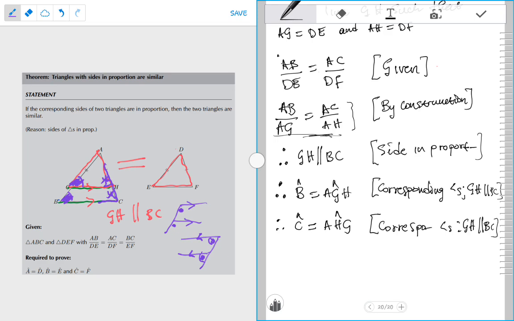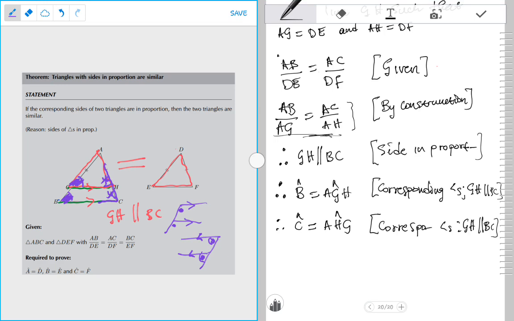Okay, so now we can see that these triangles are equal. Since we can see that this angle is equal to this one, and this one is equal to this one. Mind you, let me use some different colors. So now we stated and we know that this B is equal to this G.